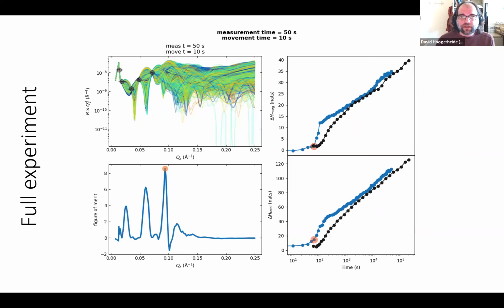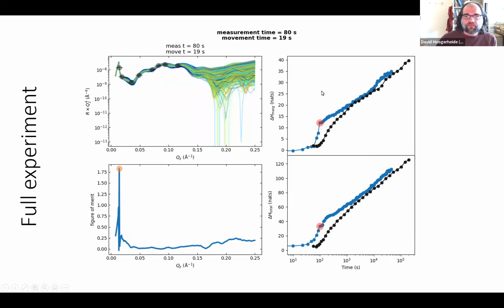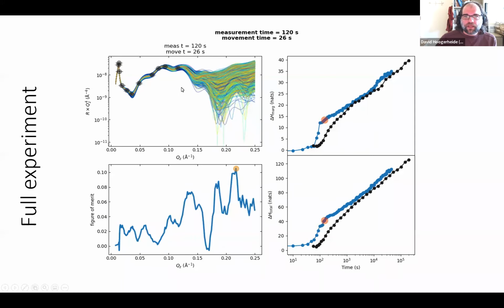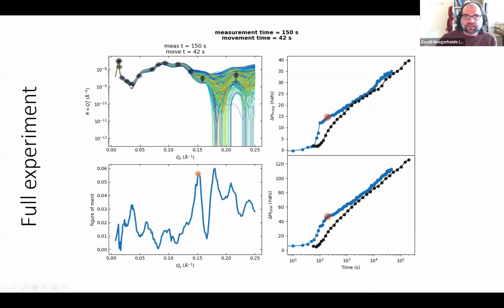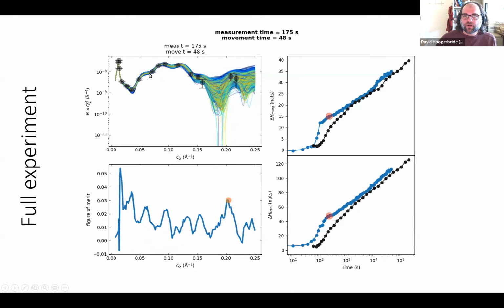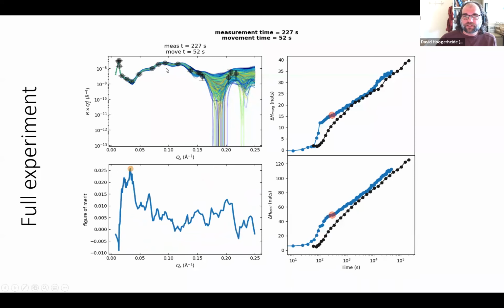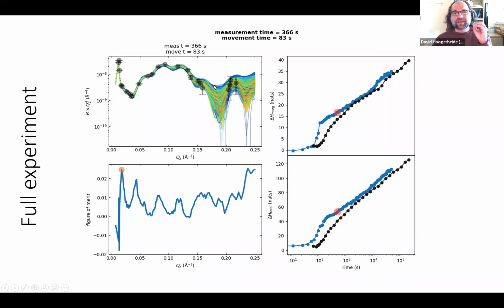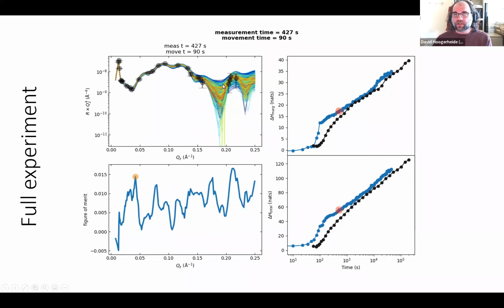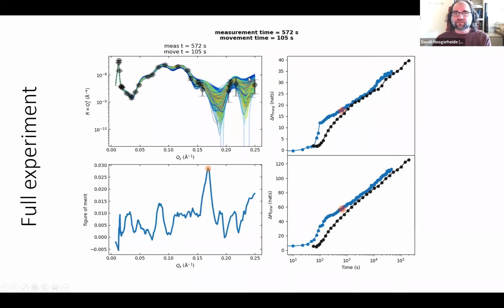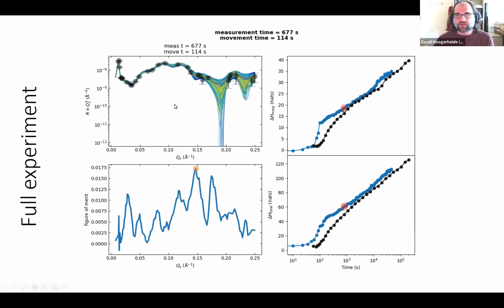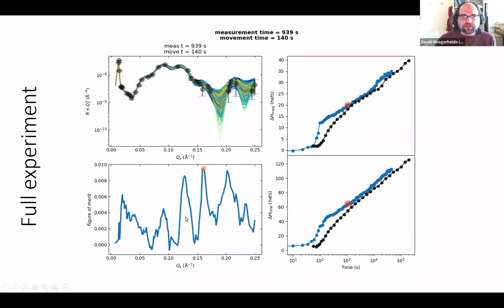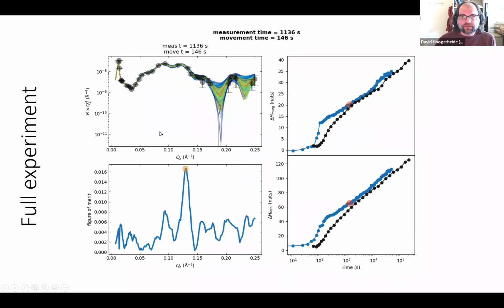Now I'm just going to show this little video here of how that works. In the top left, I'm showing the data, and the spaghetti again are the possible R of Q values that are sampled from the posterior distribution. Sorry, they're the R of Q values that are allowed essentially from the data you've already collected. And what that means is if you sample from the posterior distribution randomly, those are the R of Q values that you get. The figure of merit is shown here on the bottom for each one of these steps.